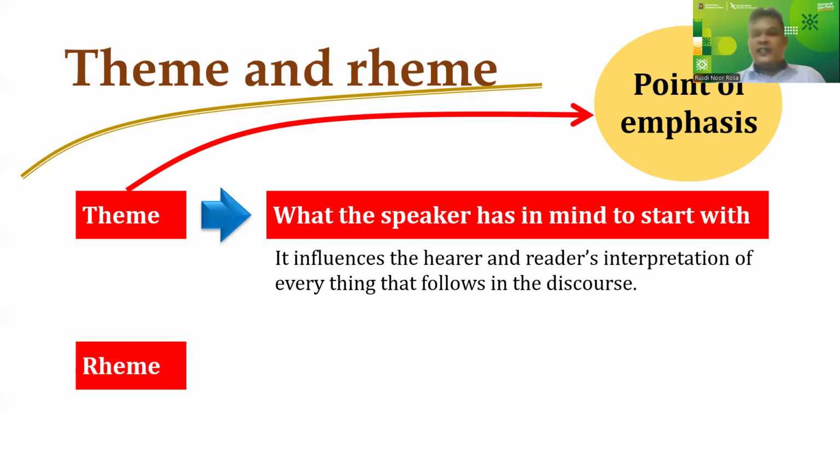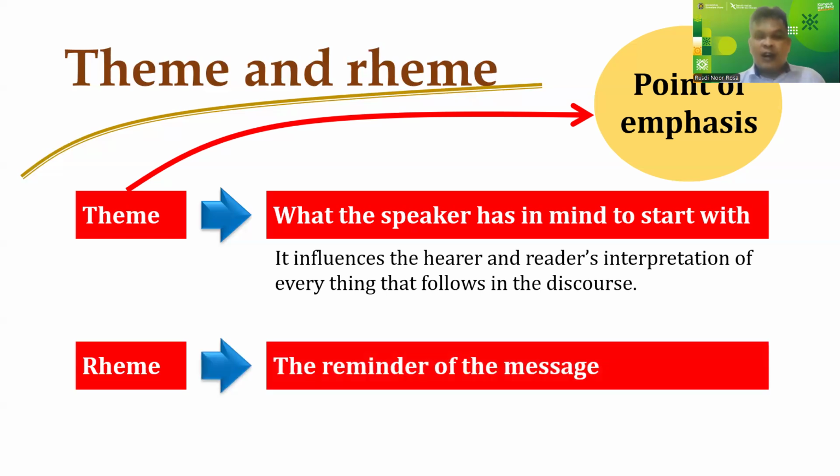The next element is rheme. Rheme is the element of a clause excluding theme. Other than the theme, the other elements in a clause are called rheme. Because a clause consists of theme and rheme, once you identify the theme, the rheme must also be identified as well, because the rest is the rheme.